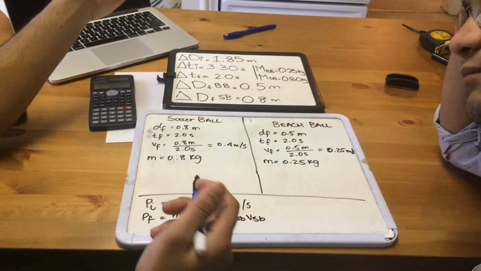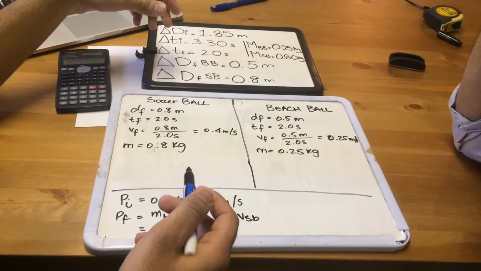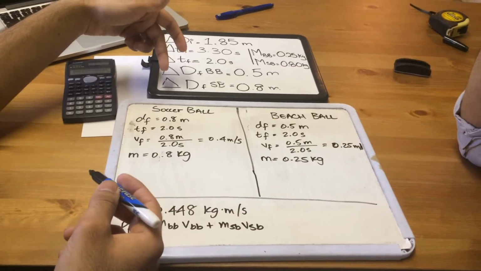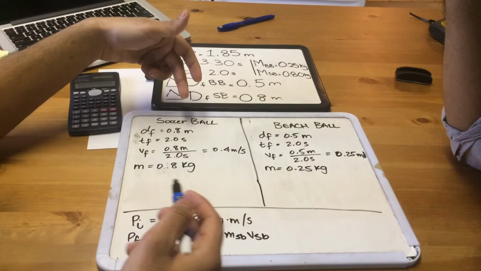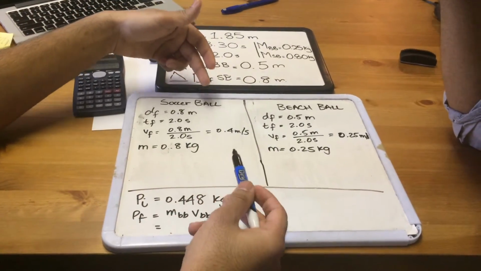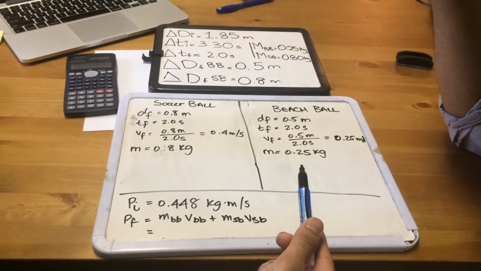So unlike the last situation, this time the beach ball actually moves, so it has a velocity. So again, from the values measured, we can find their final velocities. The soccer ball had moved 0.8 meters and the beach ball had moved 0.5 meters, and both shared this path for 2 seconds. So the final velocity of the soccer ball is 0.4 meters per second, and the final velocity of the beach ball was 0.25 meters per second.